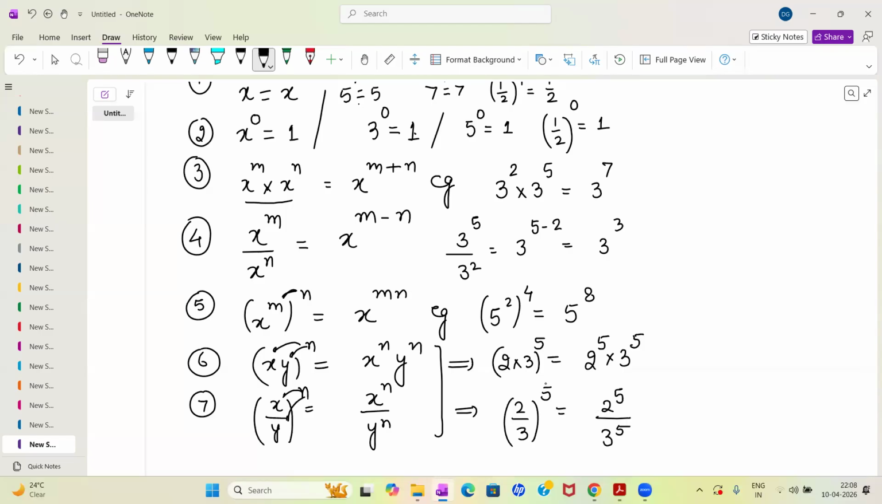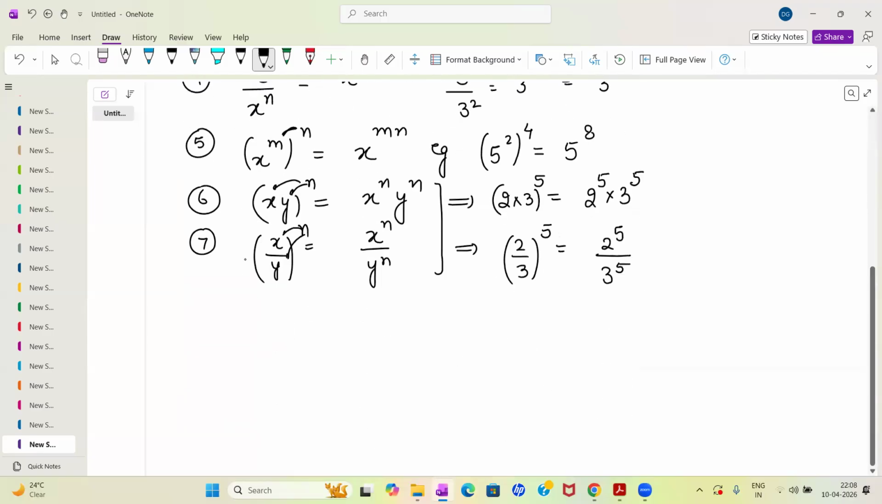And the last law is very, very important. It is the negative law, like x to the power minus m is 1 upon x to the power m. For example, 3 to the minus 4 power can be written like 1 upon 3 to the power 4.